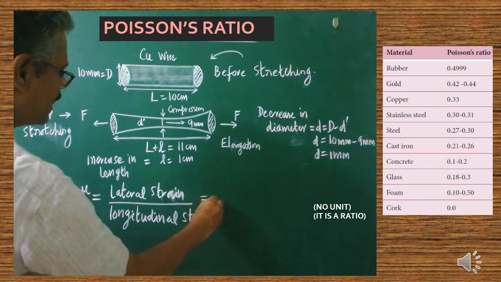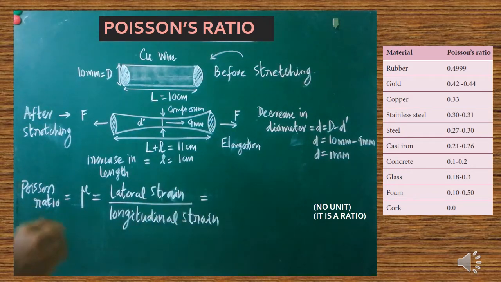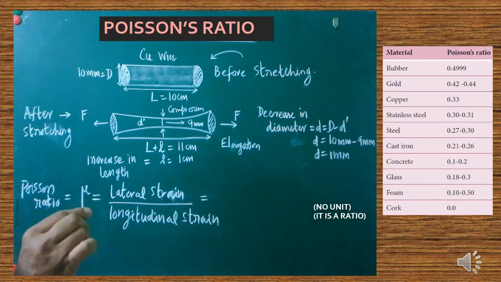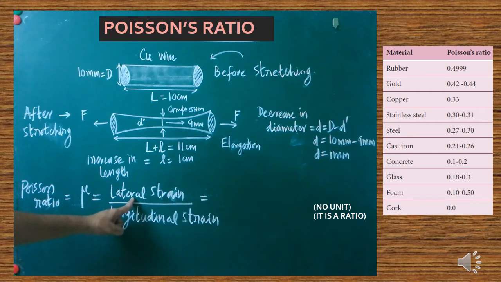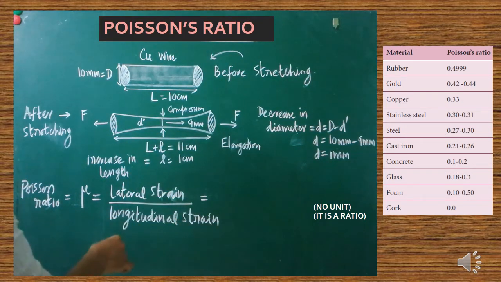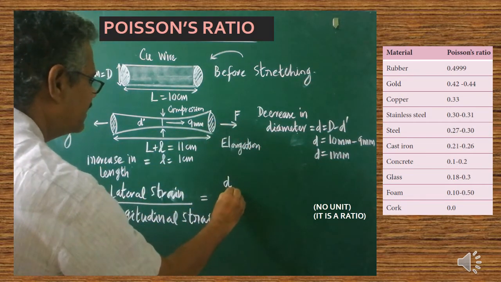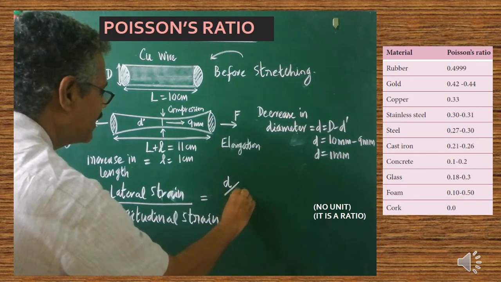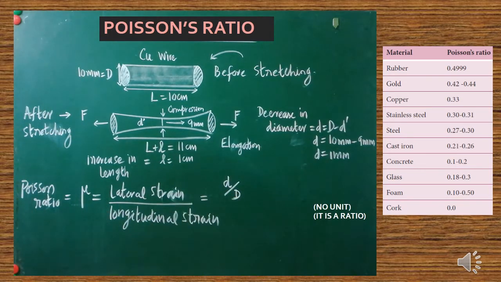So what is the formula to calculate the strain? In general, strain can be calculated by the fundamental formula: change in dimension, change in size, divided by original size. Lateral strain is created due to compression. Lateral strain can be calculated by the formula: decrease in diameter divided by original diameter. That gives you lateral strain. Whole divided by longitudinal strain.